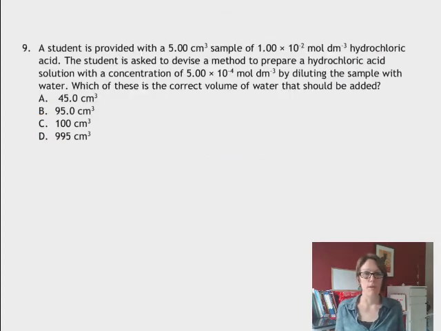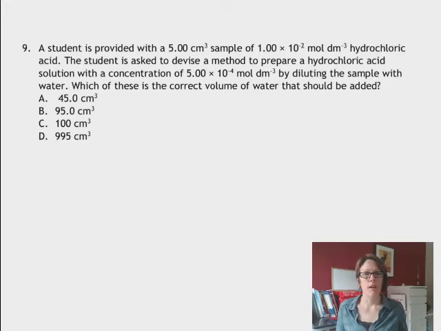Two to do. So number 9. We've got a volume of the sample and a concentration. So 5 centimetre cubed, 1 times 10 to the minus 2. And we've got a final concentration that we want to dilute it down to. This is really useful stuff for the rates of reaction stuff that you might do next year when you have to make dilutions in order to create different reactions at different concentrations.